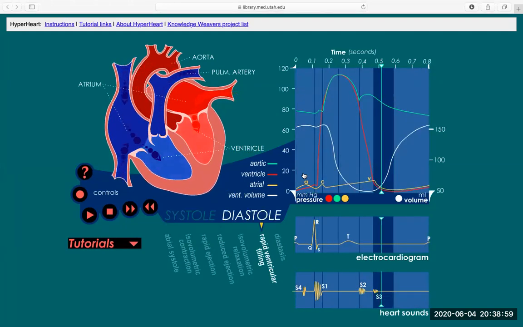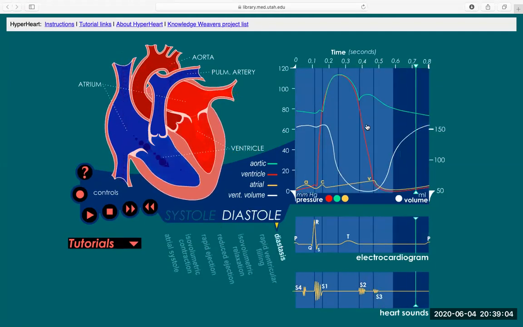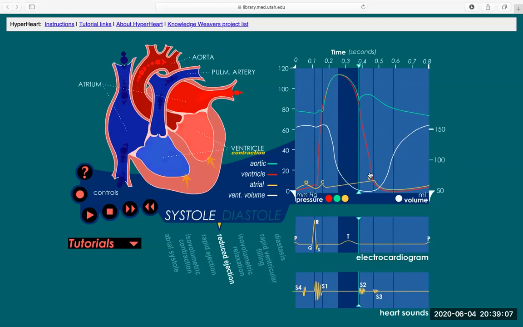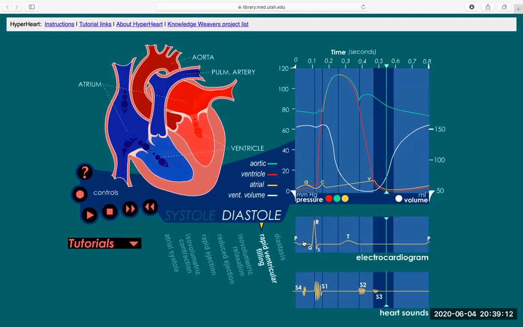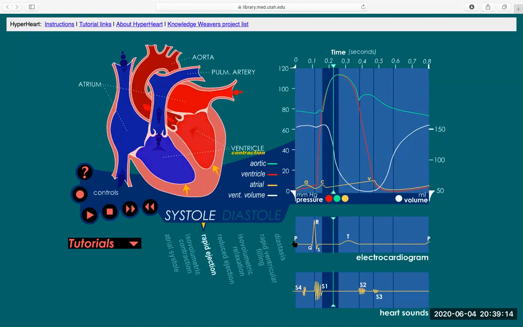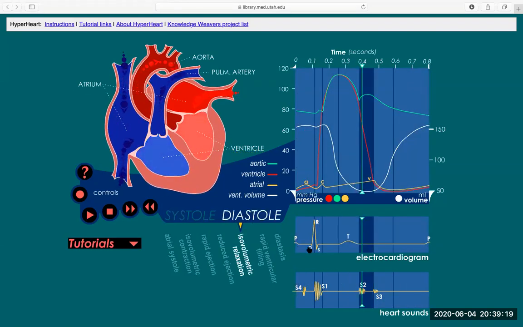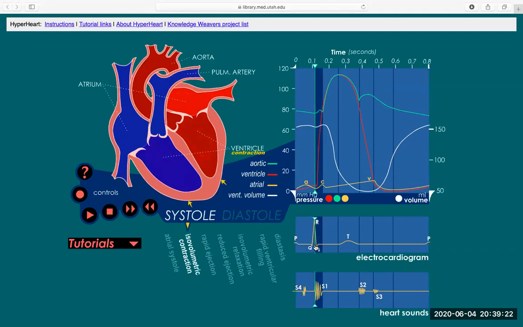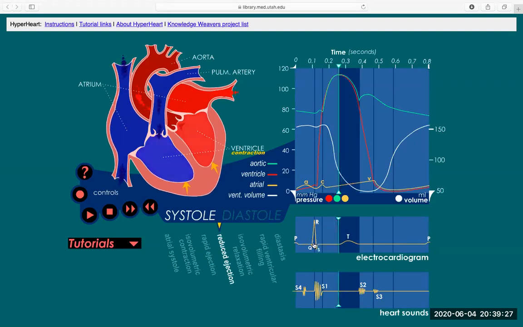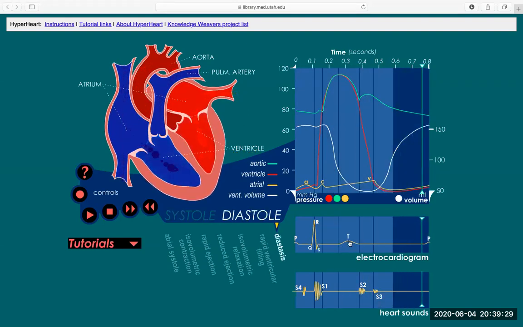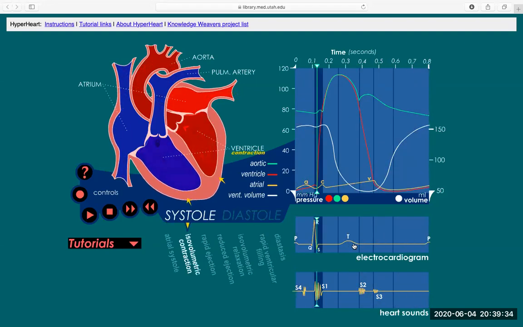So you'll see here that the top graph shows the pressure and volume changes between the aorta, the ventricles, the atria, and the ventricular volume. And then if we look at your ECG, the electrocardiogram, you'll notice that whenever a P wave occurs, that will occur right before your atria contract. The QRS complex, if you can look at two places at one time, that depolarization of the ventricles will occur right before the ventricles contract. And the T wave will be ventricular repolarization, and that'll occur as the ventricles relax.